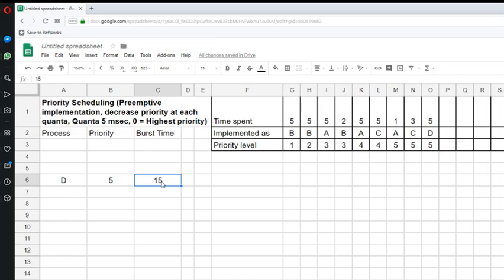What happens now? Well, there's 10 left, and it decreased its priority. So the next time, D will again run, this time with priority 6, also only for 5 milliseconds. All right, that means we've got 5 left, and this time with a priority 7, and the last time it will run with a priority level of 7 for 5 milliseconds, and then only does it block.